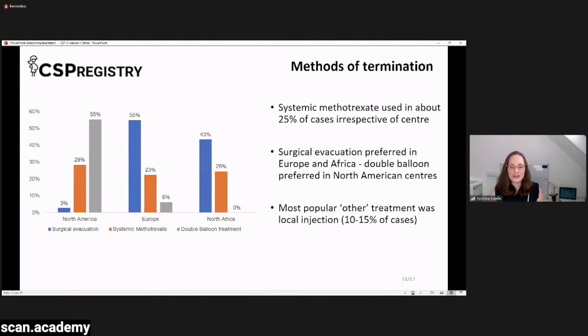There is also, interestingly, a global variation in the methods of termination. Especially in Europe and North Africa, suction evacuation was the preferred method of termination. In our centers in the US, we have used the double balloon also quite frequently. And overall, globally, 1 in every 4 women has systemic methotrexate as a method of terminating her scar pregnancy. There are other methods I'm sure you are all aware of, which are local injection of KCL or methotrexate into the gestational sac, or uterine artery embolization. But in our cohort, they were much less used and only account for about 10 to 15% of cases.